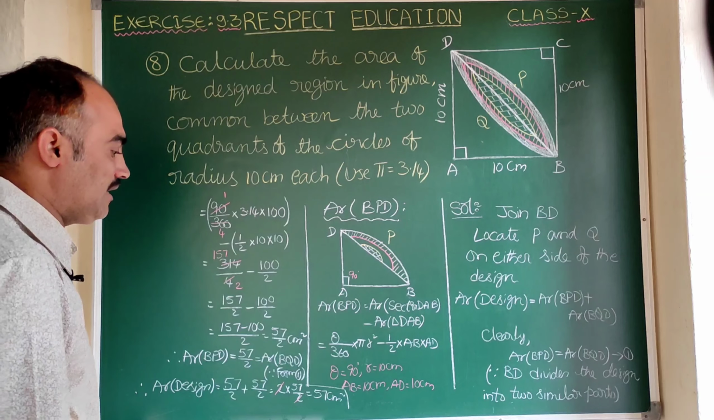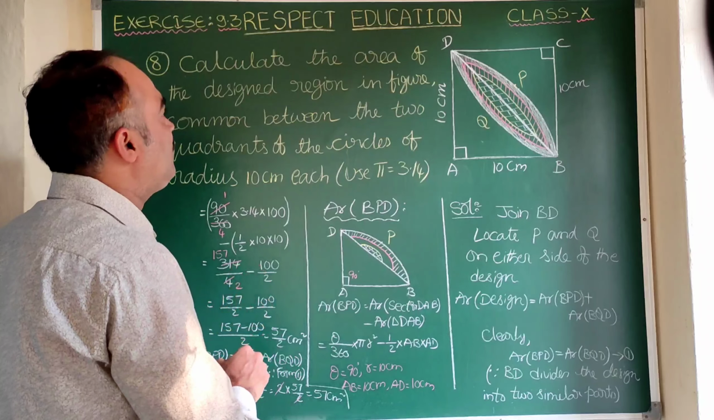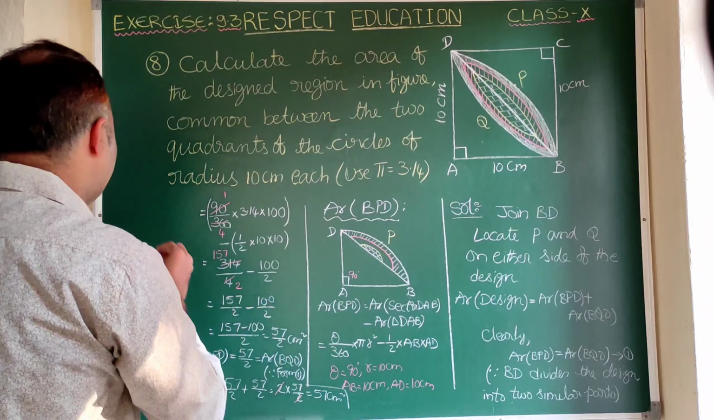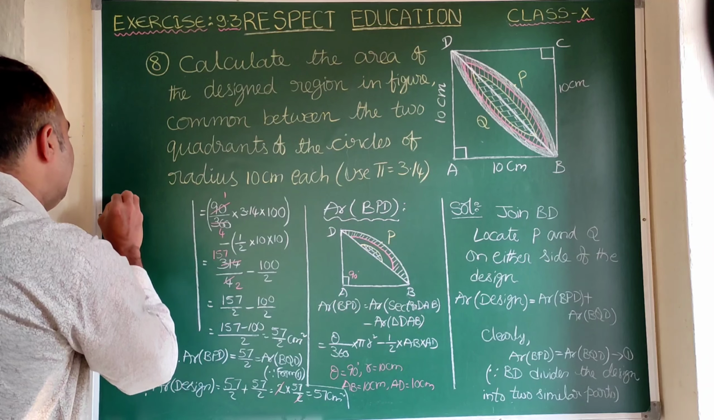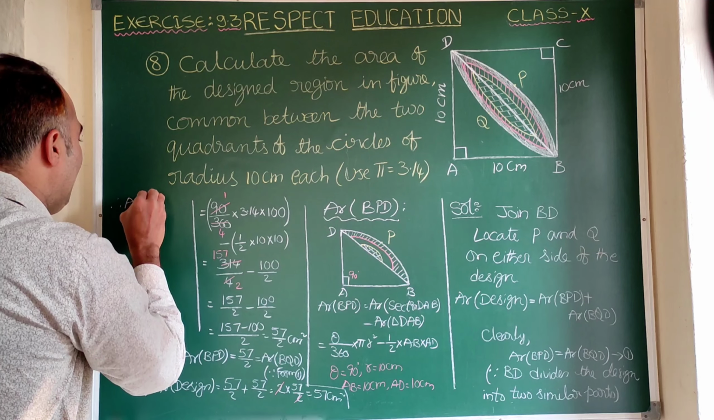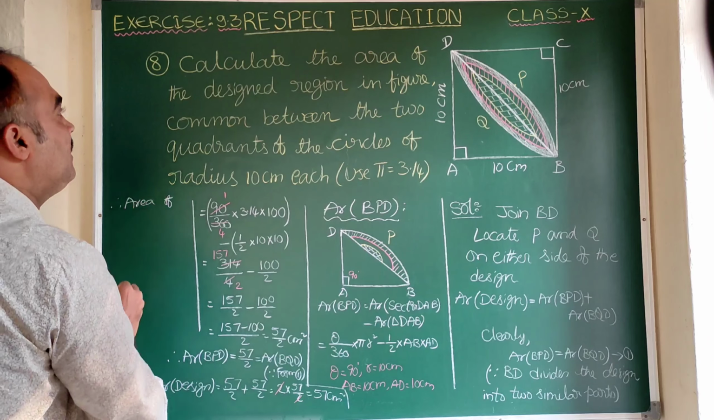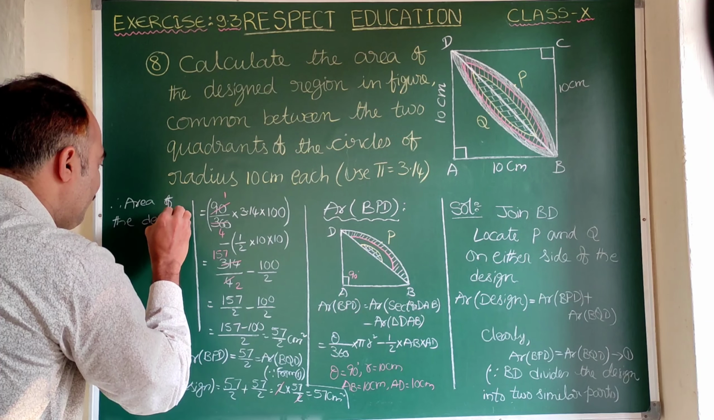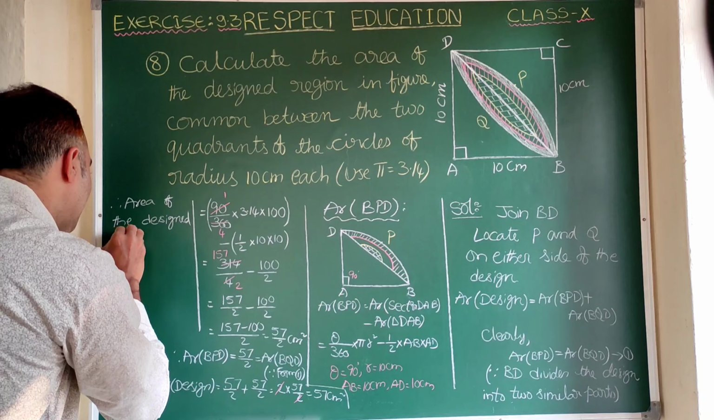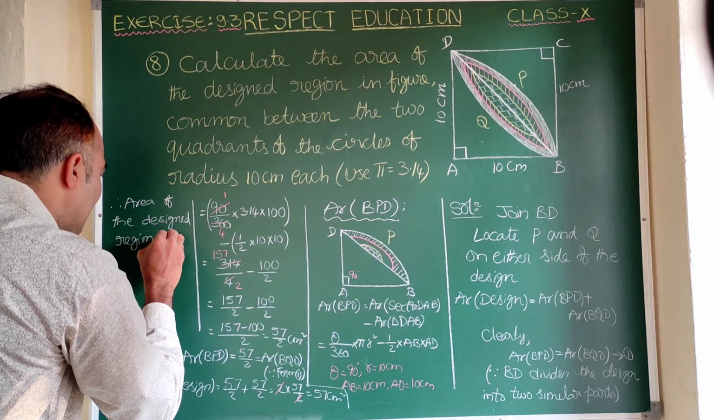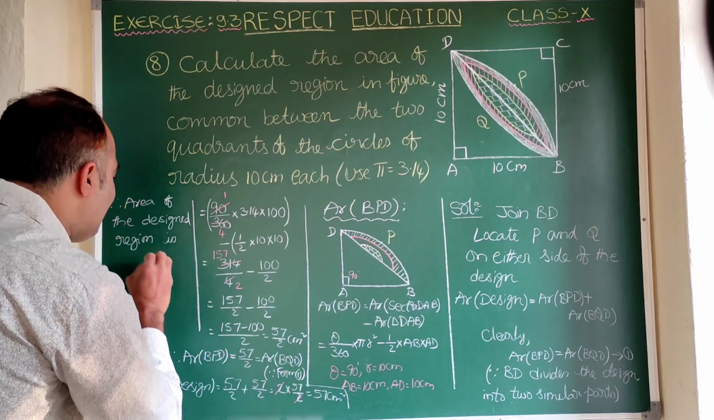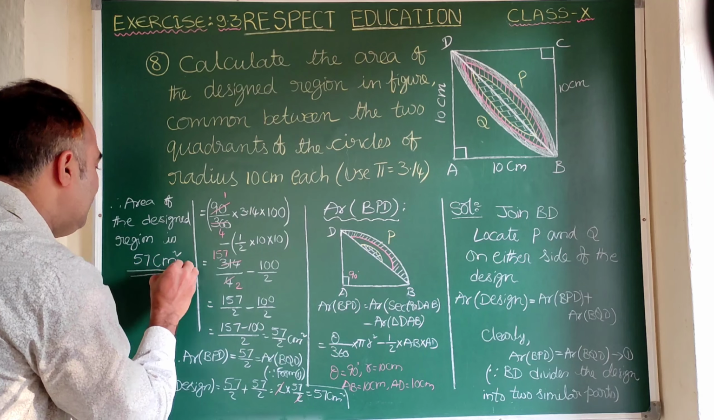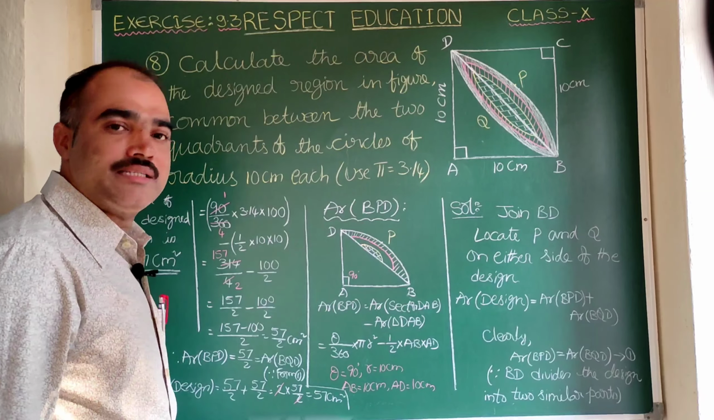57 centimeter square. So here let us see the question. Calculate the area of the designed region. So here let us write the conclusion. Therefore the area of the designed region is 57 centimeter square. With this, problem 8 gets completed.